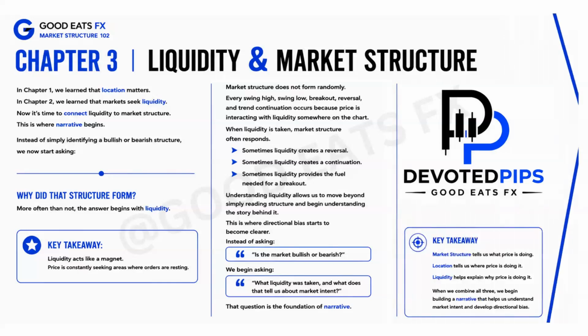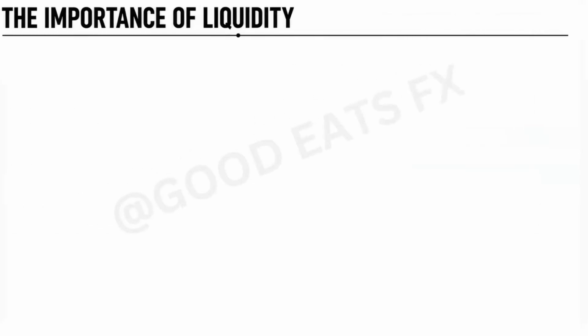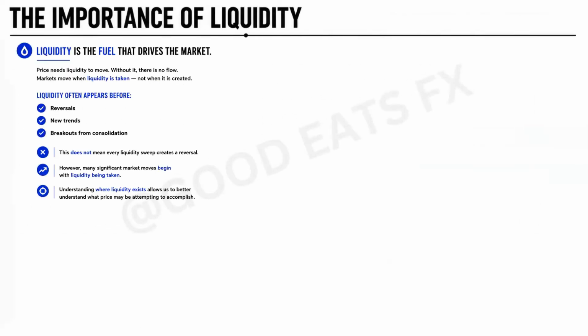So here are some key takeaways. Market structure tells us what price is doing. Location tells us where price is doing it. Liquidity helps us explain why price is doing it. When we combine all three, we begin building a narrative that helps us understand market intent and develop a directional bias. Let's talk about the importance of liquidity on this page.